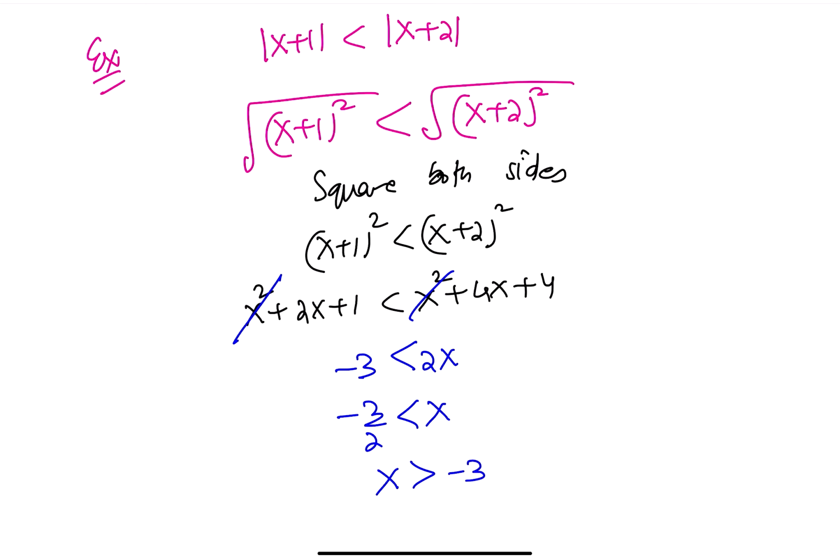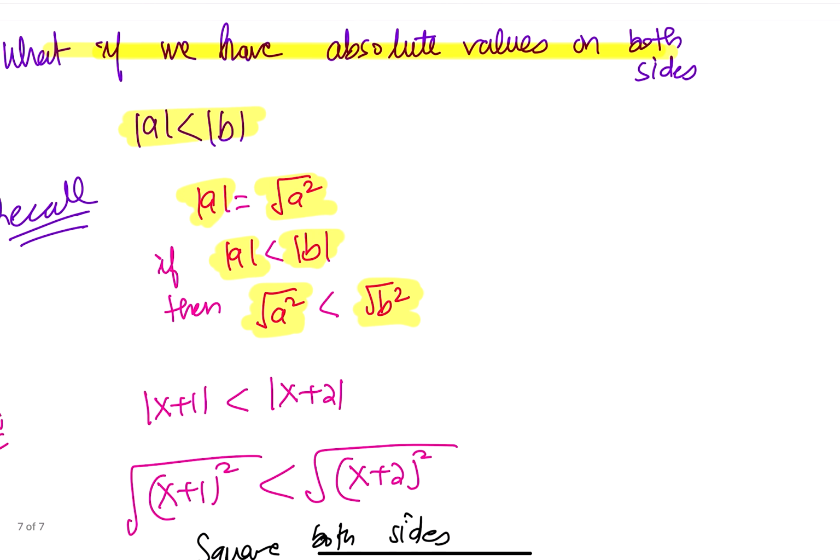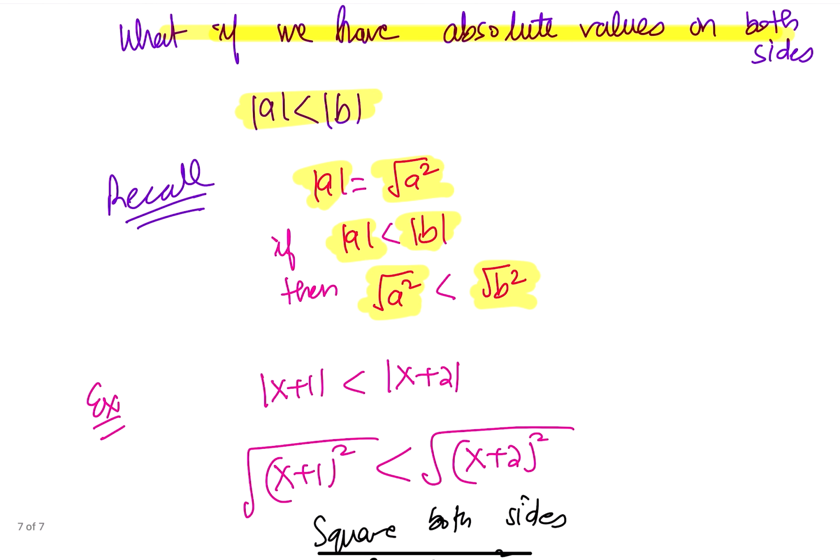We can say x greater than -3 halves. So my solution in this case would be everything bigger than -3 halves. Everything to the right of -3 halves, not including -3 halves, will be my solution. So in this video, we saw some compound absolute value inequality examples.